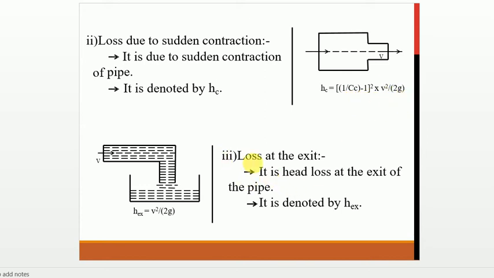Then head loss due to exit of a pipe. We have a pipe, and from the pipe connection the fluid has to come out. When it exits, what will be the head loss? The head loss at exit of a pipe will be equal to V square by 2g, which is a kinetic head.